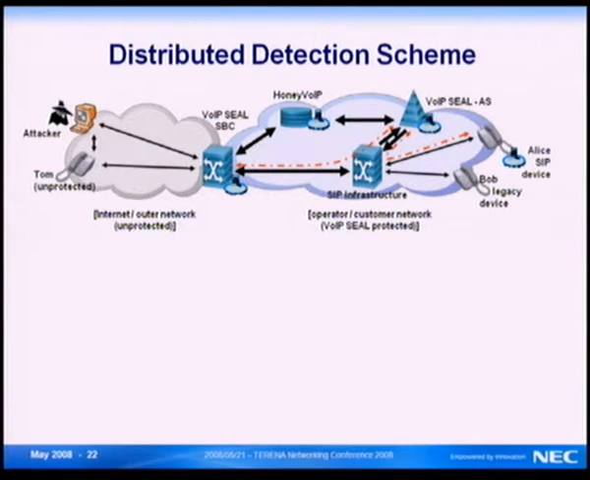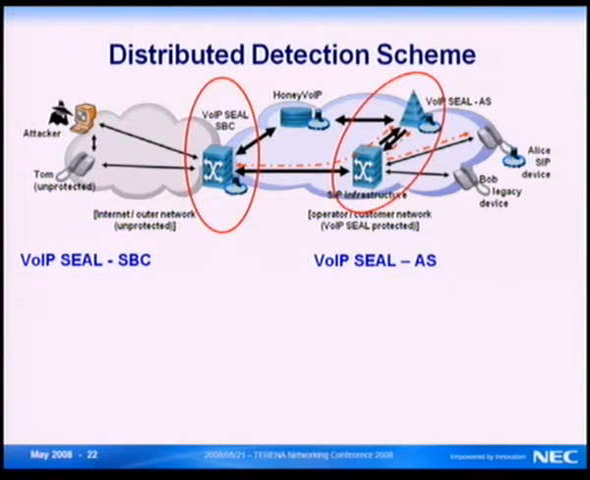Another thing we've looked at, here you have an example of a distributed network where you have some users that are outside the network which are unprotected, for example, Tom and an attacker. And on the far right you have some users like Alice and Bob who are protected by the network. What we looked at is that it makes sense to have several protection devices. So we have one protection device which we call the session border controller at the gateway of the network, and we can have another one which we call the application server, which is in the back. And as you can see, there's some communication going on between these with the red arrows.